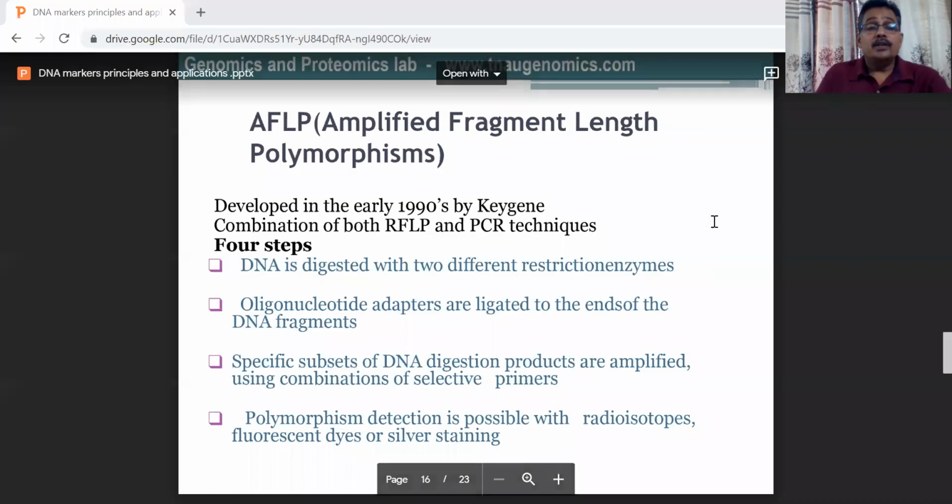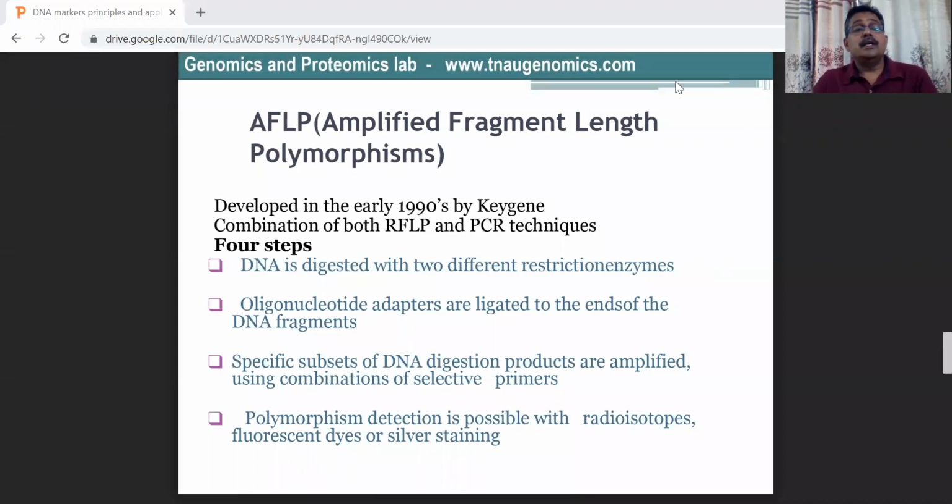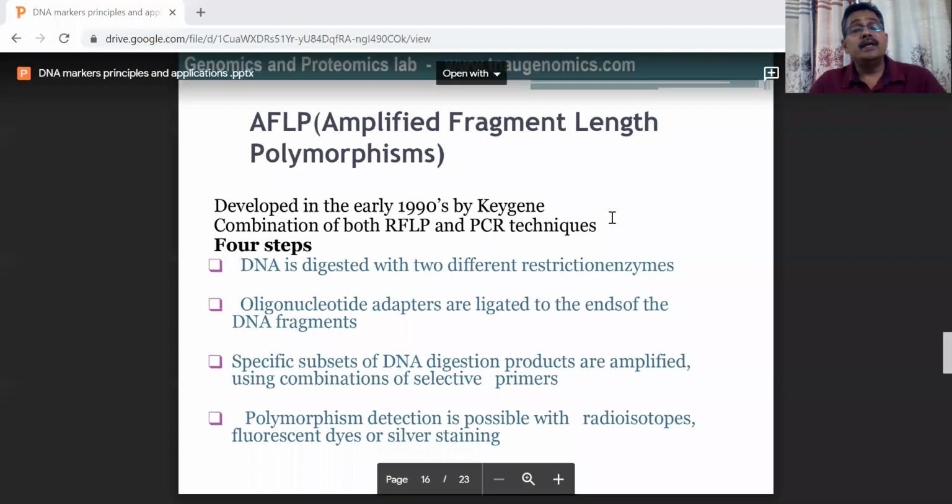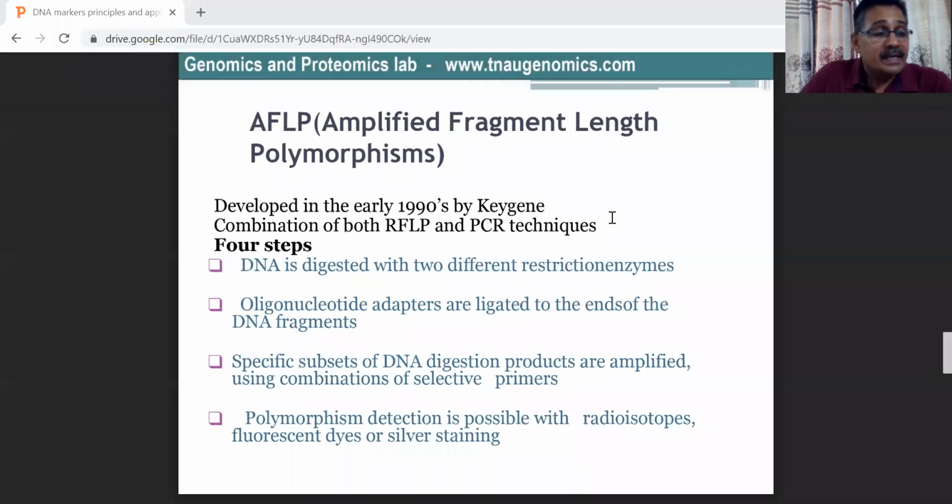Okay, so coming to the next marker, it is the AFLP marker, that is, amplified fragment length polymorphism. Nowadays, all NGS libraries are constructed based on the principle of AFLP only. So when you read about AFLP, you can see how highly useful it is nowadays, and how NGS people are using libraries based on this technique.